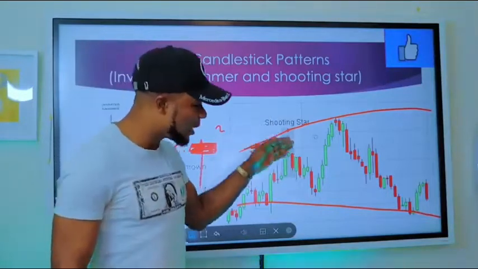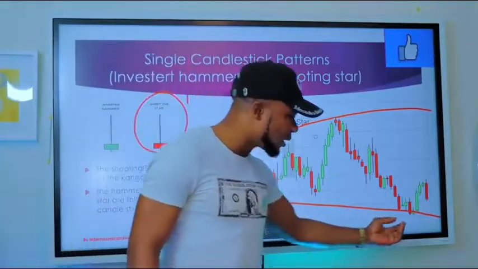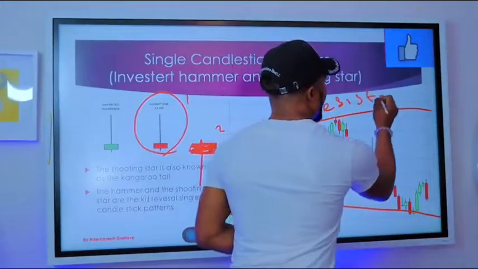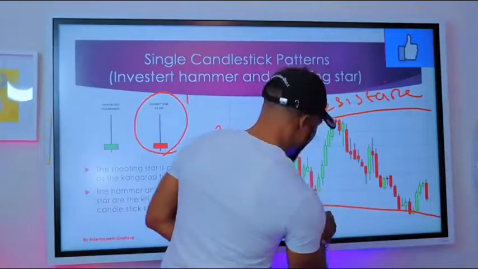All right, and if the market is going down at a particular support and resistance, this is our resistance, and here is our support.